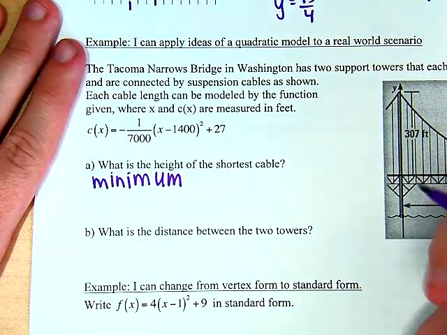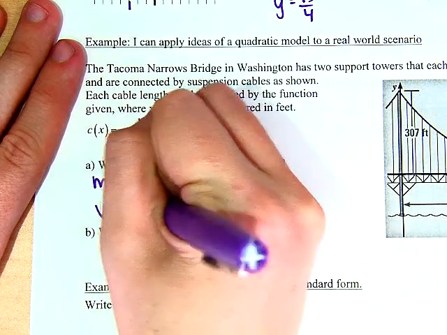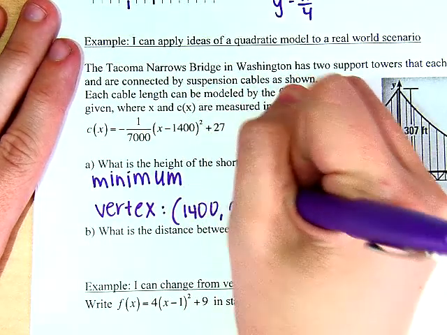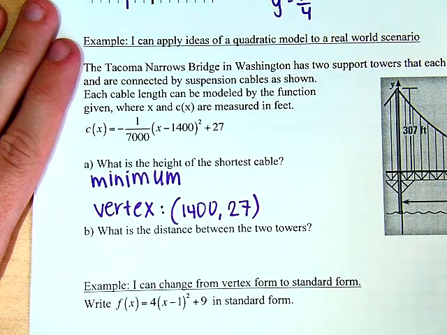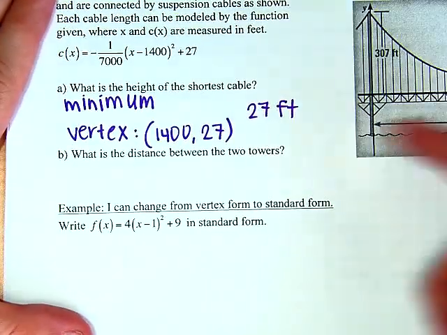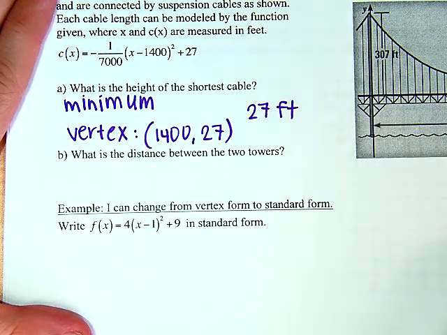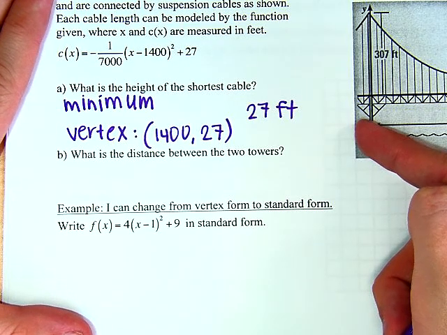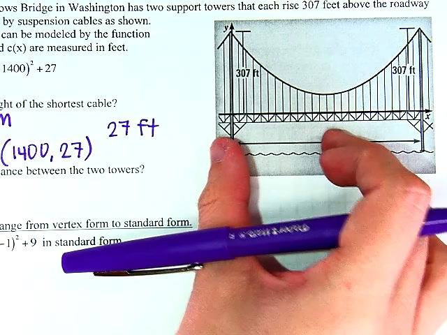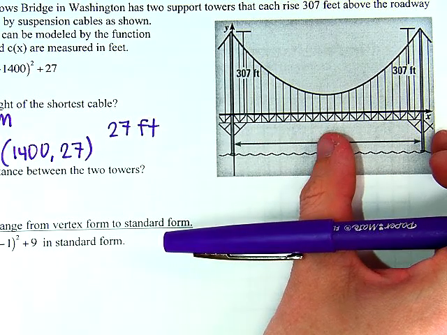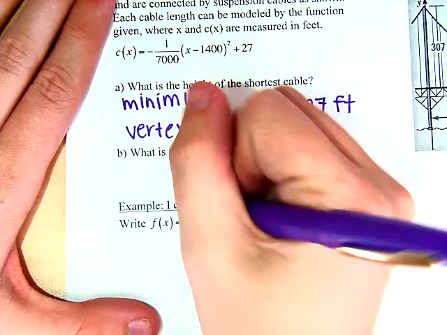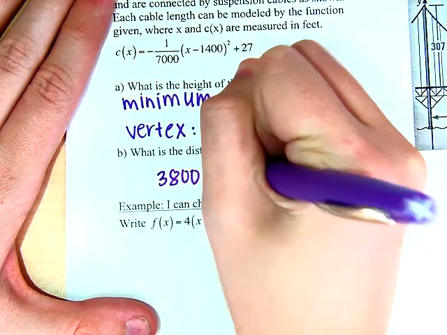So I'm going to do my vertex. Well, it's in vertex form, it's (1400, 27). So what's my shortest height here? 27 feet. What's the distance between the 2 towers? So now I'm looking for this number here. And to do that, I know that my vertex is halfway across, which is 1400. So how do I get the rest of the way across? That would be another 1400. So total across that thing is 2,800 feet.